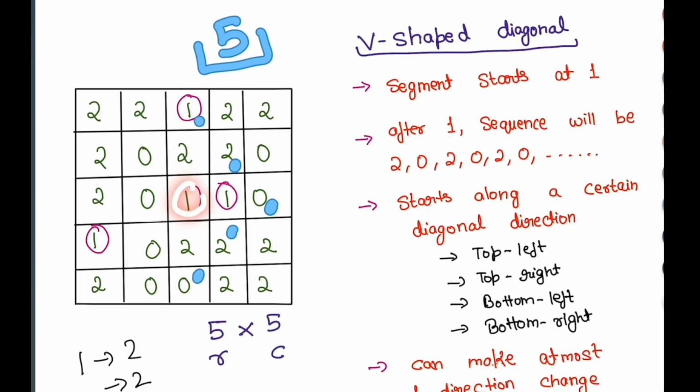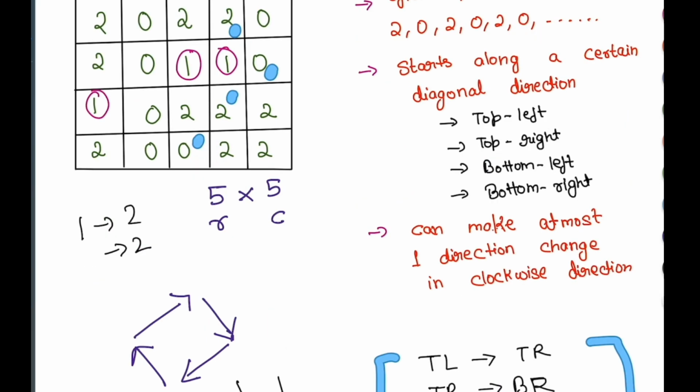When we are starting at 1, we need a 2, right, to proceed ahead, to create a bigger segment or to create a bigger V-shaped diagonal. It means whenever we start with a 1, we need a 2 to proceed. With 2, we need a 0. Then with 0, we need a 2 as the next element. Then we need a 0. Then we need a 2, right? It means we have to go to a certain element with a certain value. We should know what my next value is, right? So now we are trying to relate something.